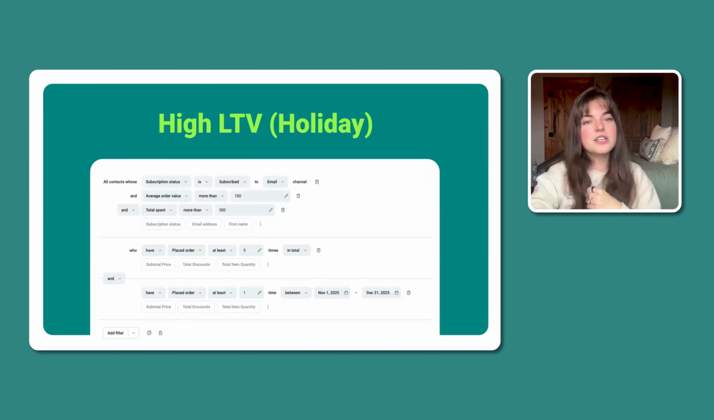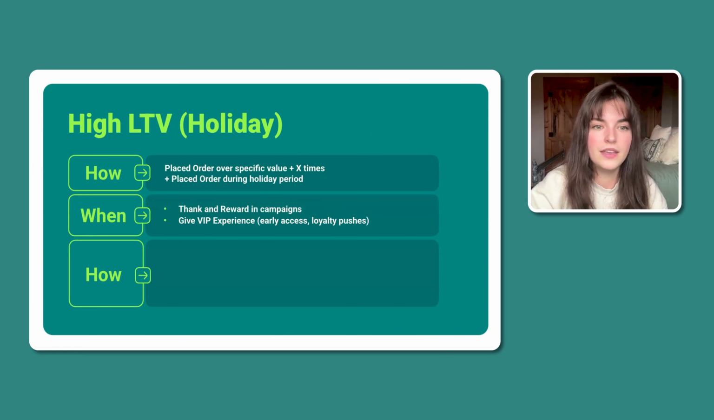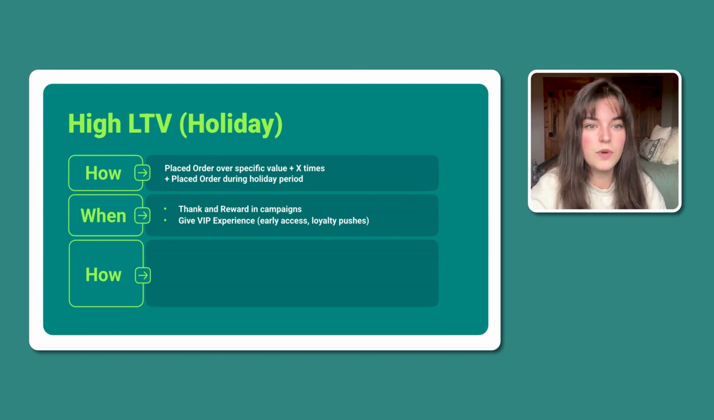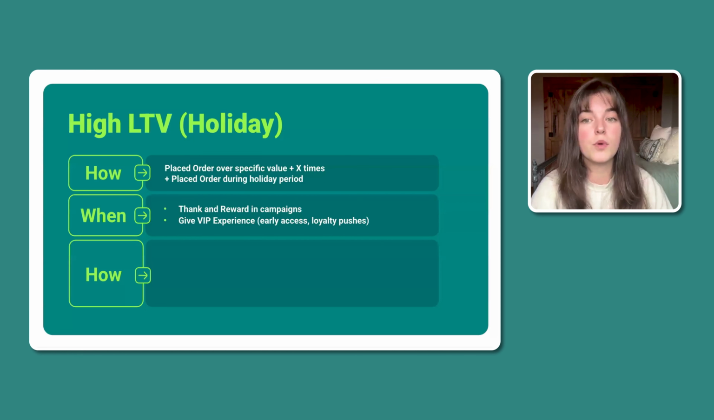All right, next, let's go into high lifetime value shoppers, especially during the holidays. Okay, so how are you going to build the segment in Omnisend? You want to use the placed order over a specific value, and I like to encourage my users to think about your high value threshold and use that as your total spend. Then you want to see if their order count is over a specific value.